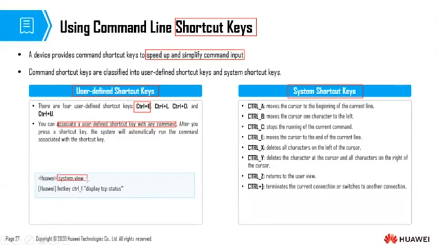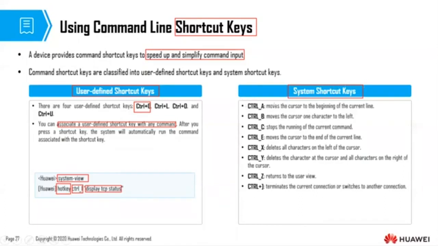To configure a shortcut key, you have to go into the system view, then the command word is hotkey, and then you say you want to use Control L. So Control_L. Then you want that if someone presses Control L, this particular command to be executed, display TCP status. So that is why we call it a user-defined key.